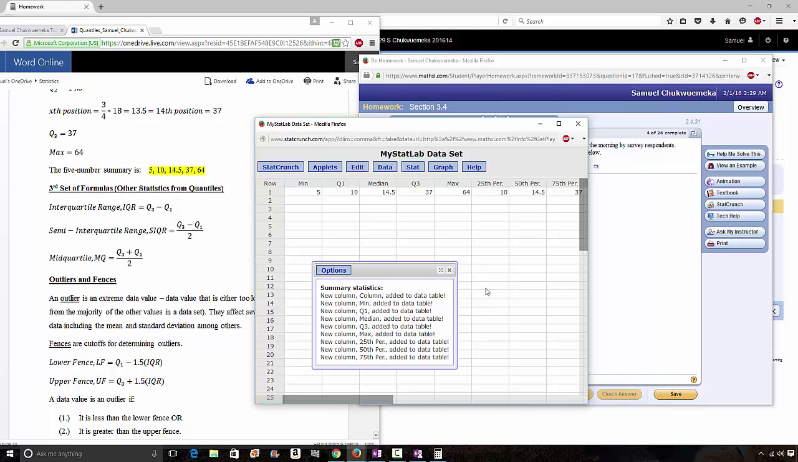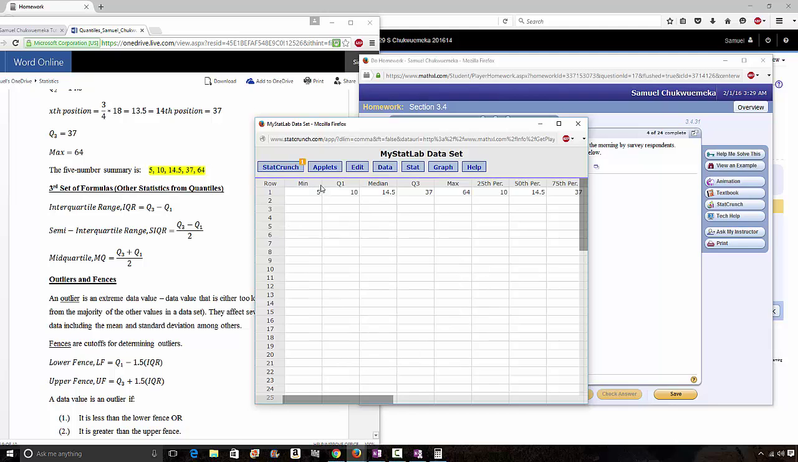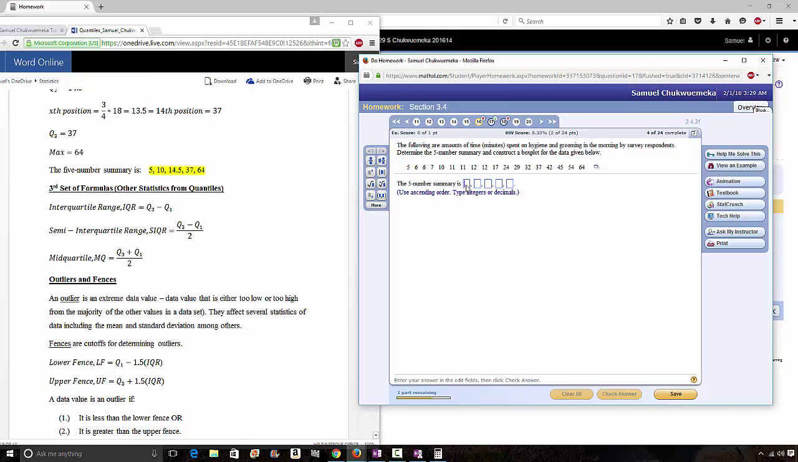Yay, I got this one right. Okay, I got this right. So that is the way you do it. We can close this. Put 5, 10, 14.5. I also got the previous one right. It's just that I did not write one data value correctly, which I will fix.